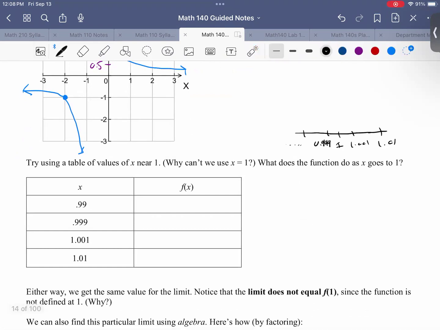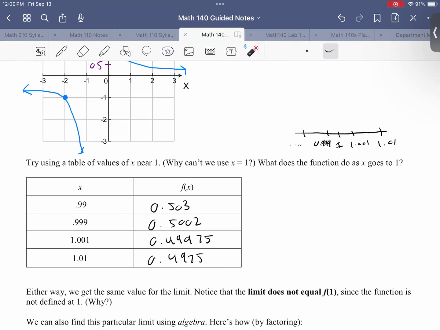If I plug in 0.99, I get 0.503. If you plug in 0.999, you should get 0.5002. Then if you go on the other side and plug in 1.001, you get 0.49975. And for 1.01, you get 0.4975. Okay, so these are the values we get. We just plug in a bunch of points near 1.